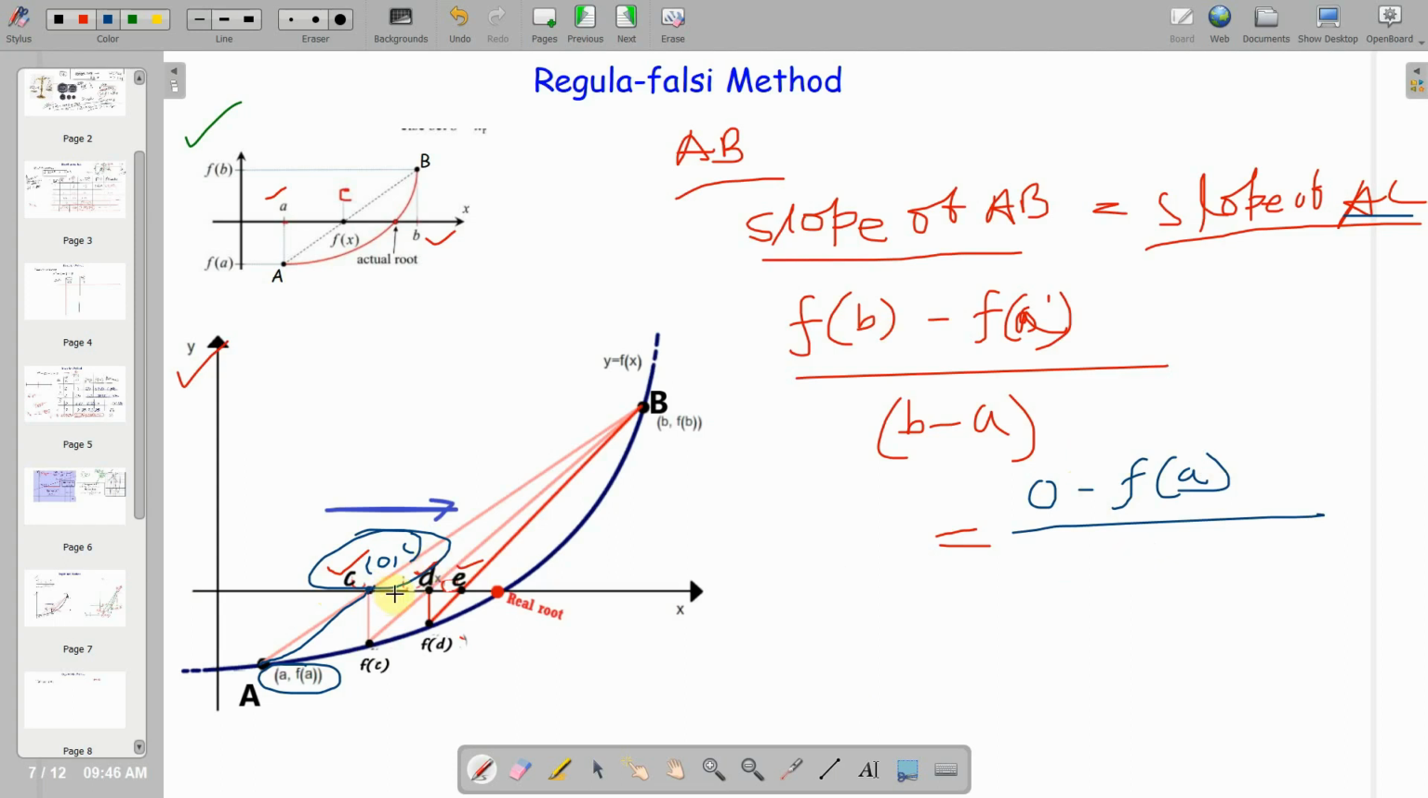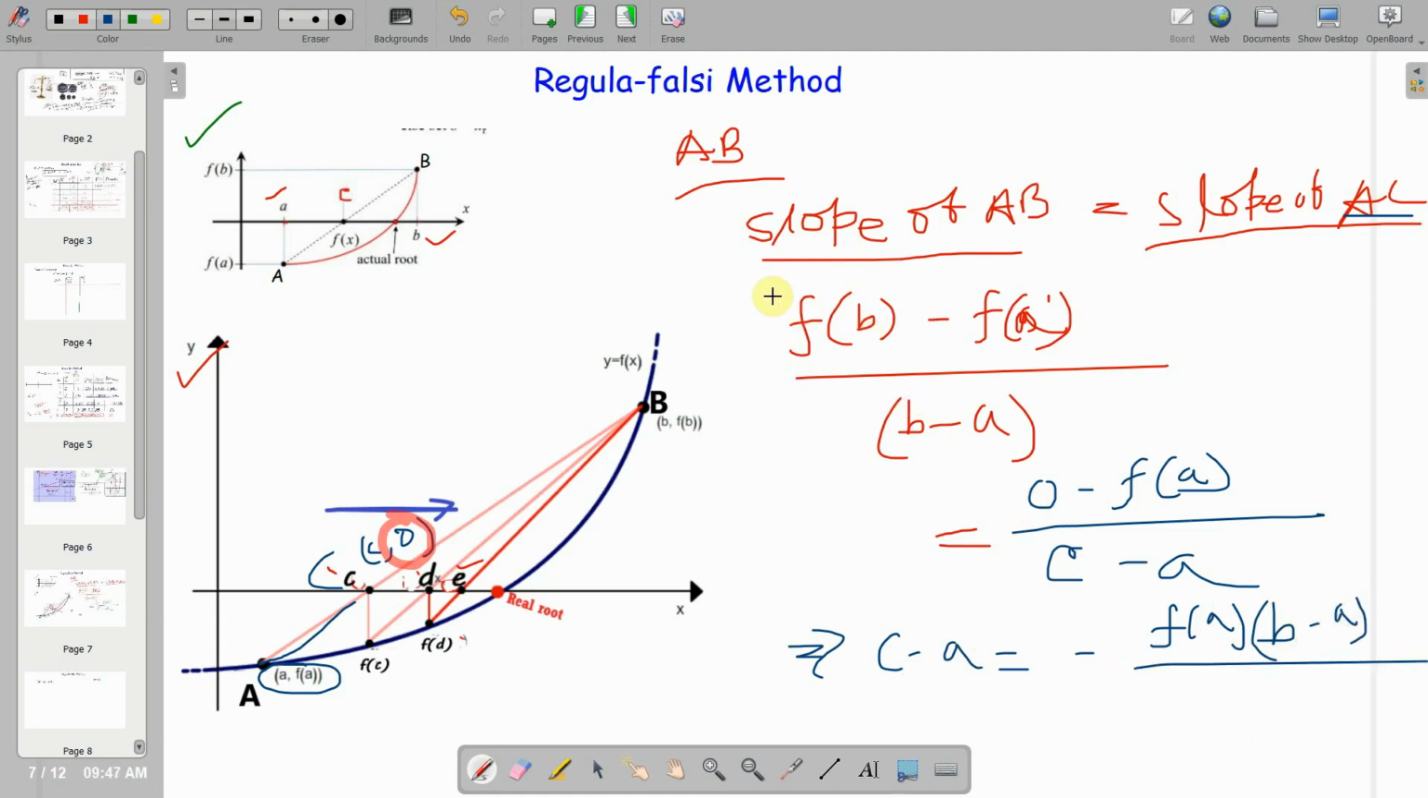The value of the y-axis is actually, I made a mistake here. It is not 0 comma C, yes, it is C comma 0. It will be okay. So the y value will be 0. So 0 minus FA, and then it will be FB over C minus A. Simple. Now from here you can easily calculate the C value. So C minus A equals minus of F of A, multiplied by B minus A and divided by FB minus FA.